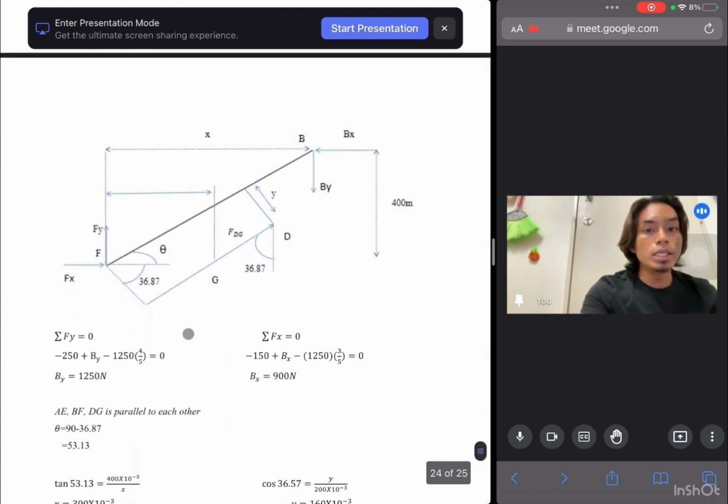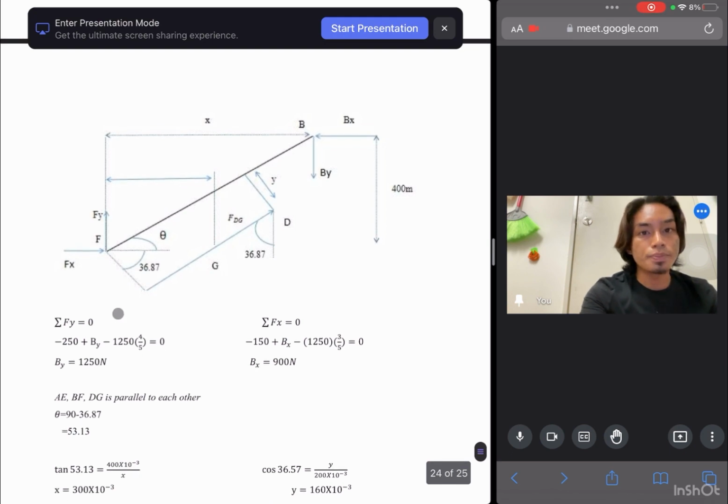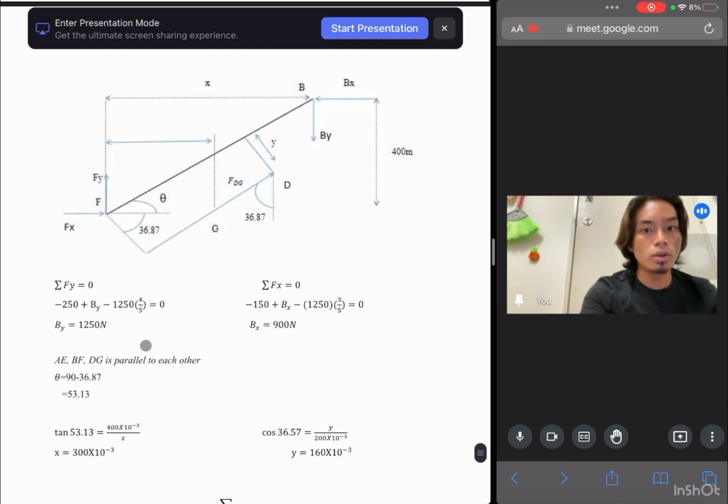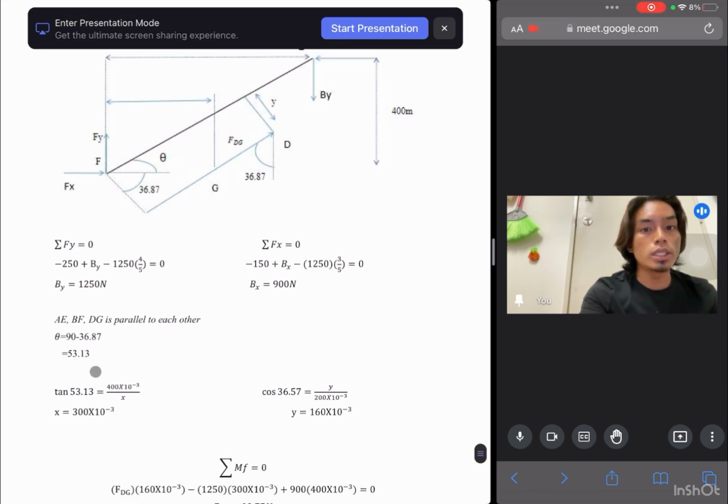For the second FBD, AE, BF, DG are parallel to each other. So we can get the theta. For this theta we must find, because this all was 90 degrees, so 90 minus 36.87, so we can get this theta is 53.13.